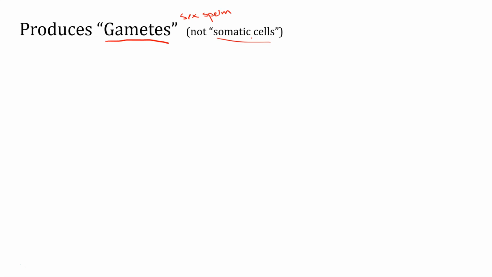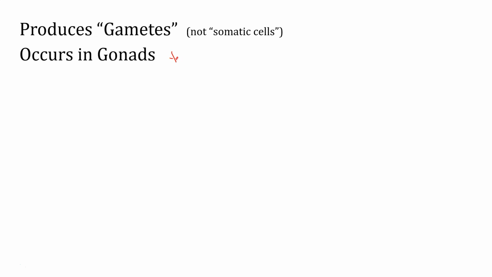So the vast majority of cells in your body are made by mitosis. They are considered somatic cells, but in a small region in your body there are gametes that are also made. Those are very important, even though there's not as many of them, and they're made through meiosis. This occurs in the gonads, so the only place in your body where meiosis should be occurring is in the testes in the male, and then in the ovary in the female.